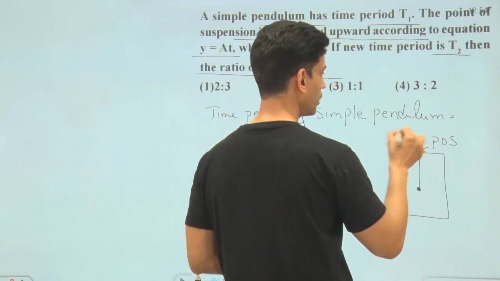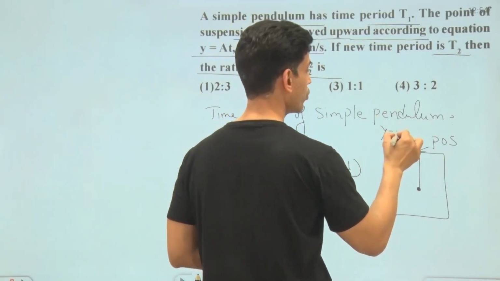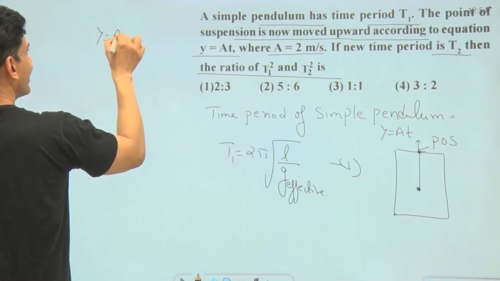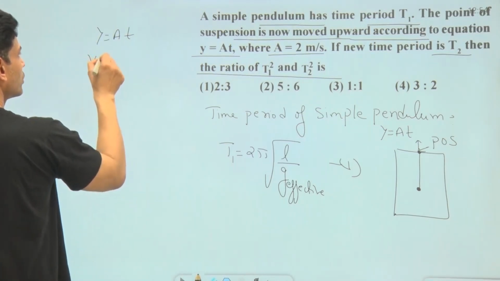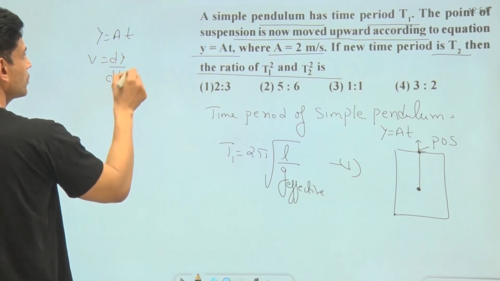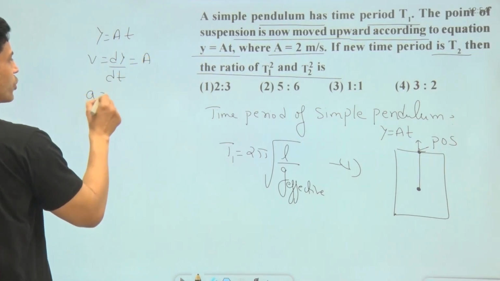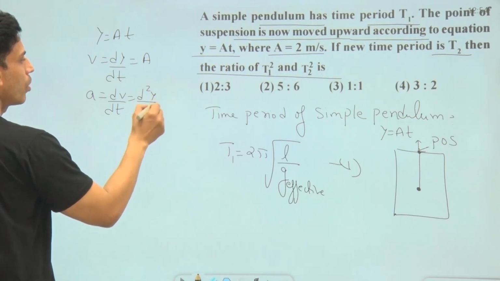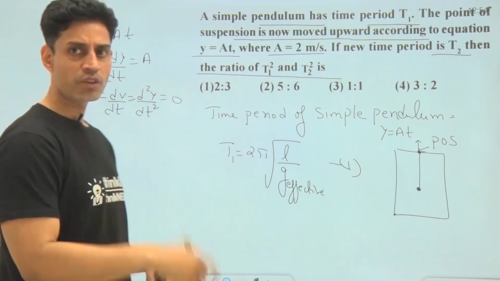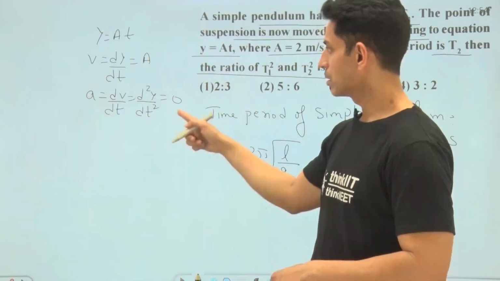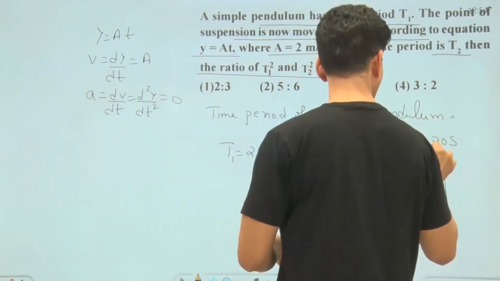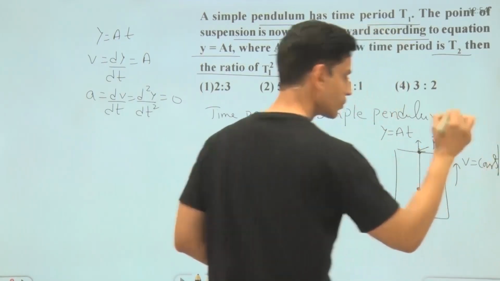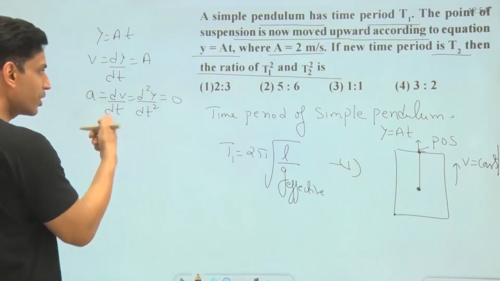Now, it starts moving upward according to the equation y is equal to A t. So y is given as displacement. Now y is equal to A t, A is constant. So we can calculate the velocity, dy by dt, that is A. And acceleration is dv by dt, or d2y by dt square, and it comes out to be 0 because the differentiation of a constant is 0. That is, acceleration is 0. So this point of suspension is moving with constant velocity. That is, acceleration is 0.